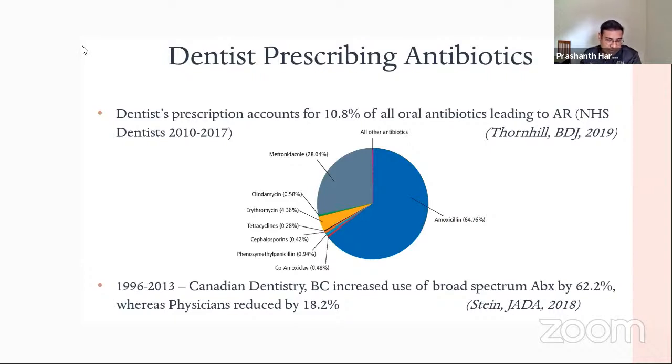There was a study looking back from 1996 to 2013 by a group in British Columbia, which showed that the use of broad spectrum antibiotics went up by 62.2% from the dentist standpoint. So dentists prescribed more broad spectrum antibiotics in the span of what is that?